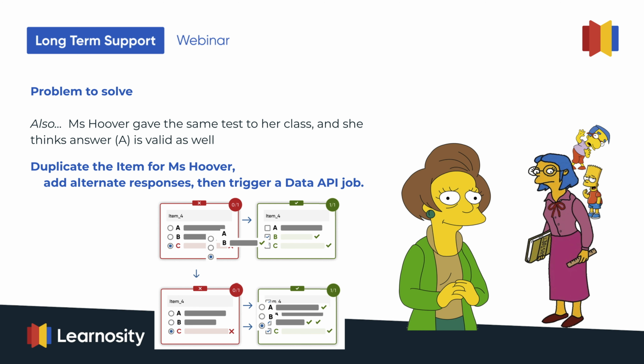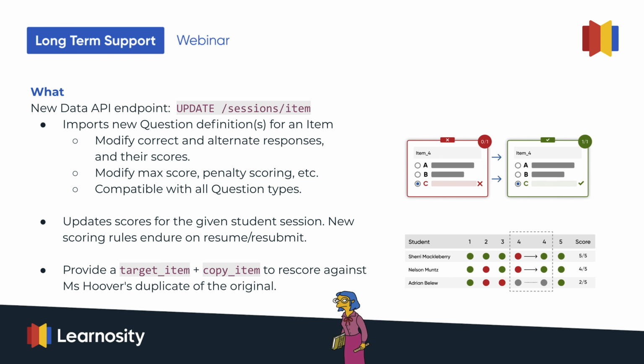Well, what happens if Ms. Hoover gave the same test to her class and she also thinks that answer A is valid? Well, now you could duplicate the item if you wanted to, add an alternate response, and then trigger a data API job. So the point here is you can update the original item that the student saw to fix incorrect validation, but you can also duplicate the item and have only that separate copy have different alternate validation rules. Now, what you can do is do the rescore against either the original item or a new item.